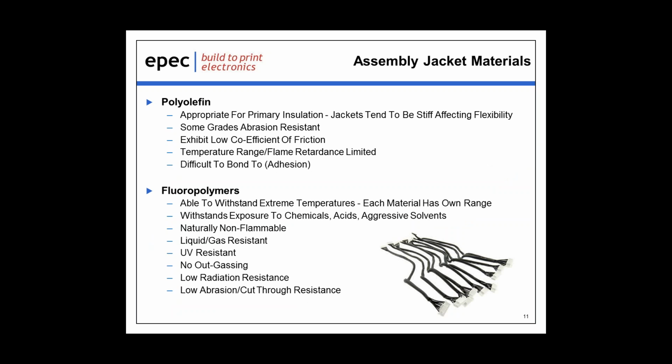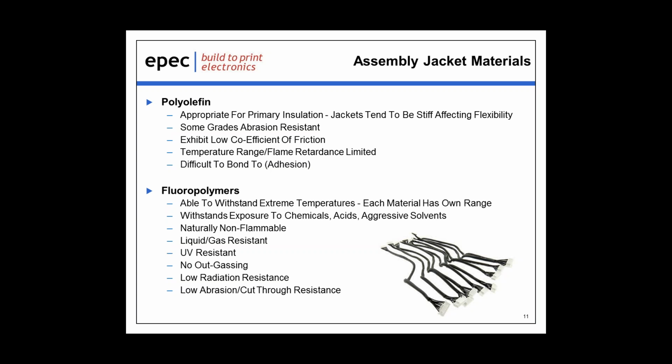Polyolefins are more suited for use as a primary insulation as opposed to a jacket. A polyolefin jacket tends to be quite stiff and doesn't lend itself to being installed very easily or routed. Some grades of polyolefin are abrasion resistant, but those families of compounds really have a limited range of temperature and flammability. Because of the inherent nature of polyolefins, they can be difficult to bond to anything, making overmolding difficult.